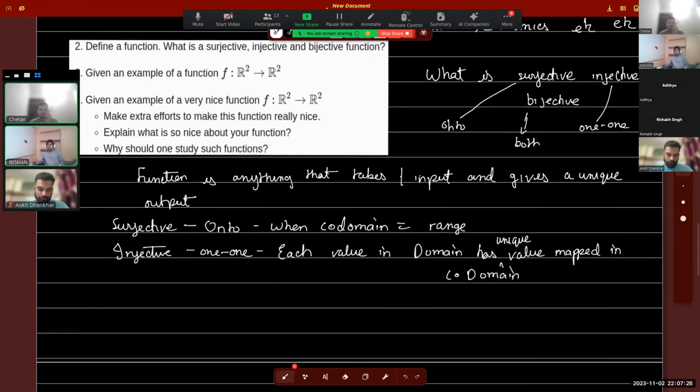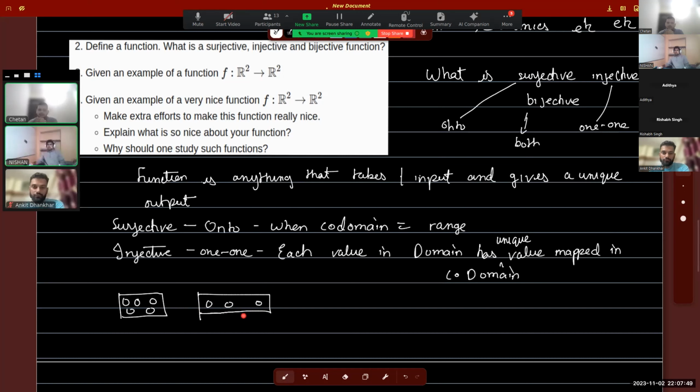Let me discuss this with an example. Say I have a box in which there are 5 balls. Okay, I have a box where there are 5 balls, and I have another box where I have only 3 balls. Only 3 balls.